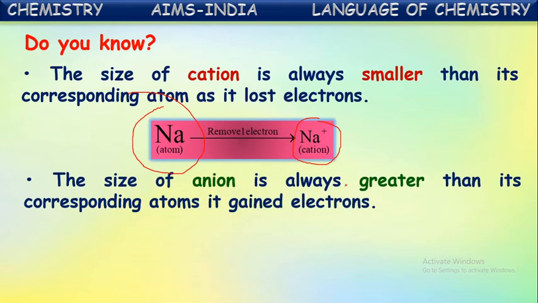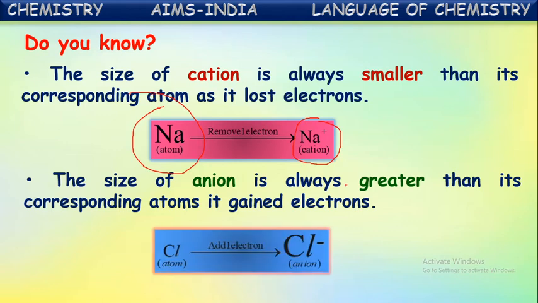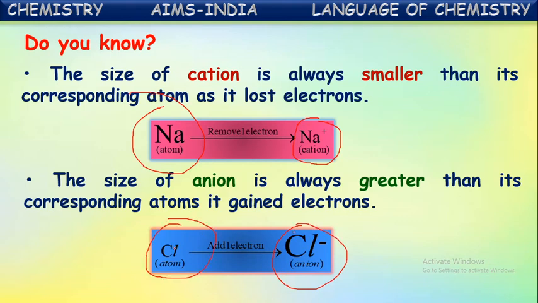In the same way, the size of an anion is always greater than its corresponding atom as it gained electrons. For example, chlorine: the ion formed by chlorine is called chloride ion. The size of chloride ion is always greater than the chlorine atom size because this chloride ion is formed by the acceptance of electrons. As the number of electrons increases, its size also increases. So anions have greater size and cations have smaller size than their original atoms respectively. Okay, next.